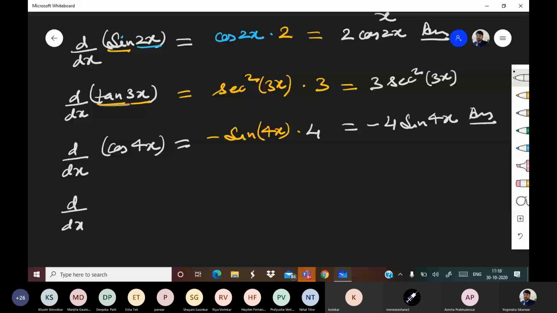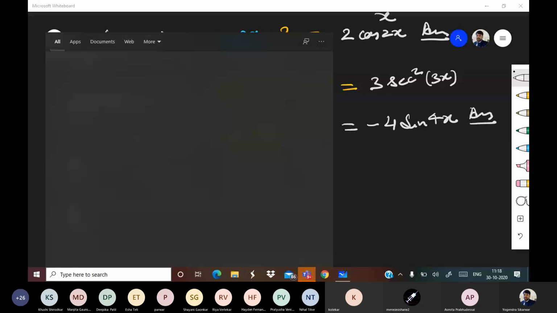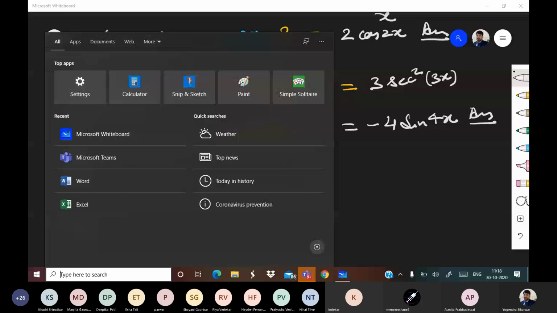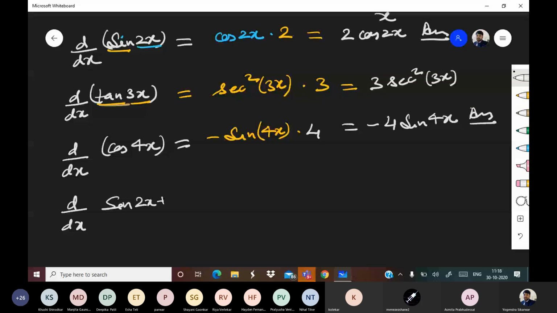D by dx of sin of 2x plus 3. Tell me the value.